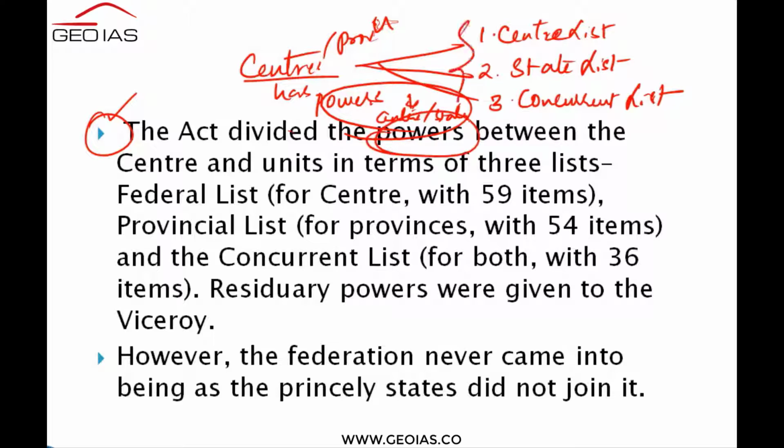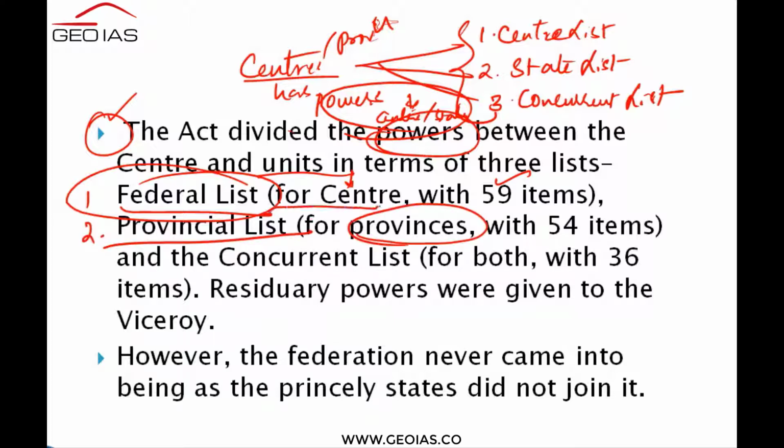The first list is known as the federal list or the central list, and who can make laws on this list? The center can, and there were 59 items in this. The second is the provincial list, that is the state list, for provinces. Provincial legislative councils can make acts on it, and it consisted of 54 items. And in the concurrent list, both the federal union and the provinces can make laws on it, and the total items were 36.